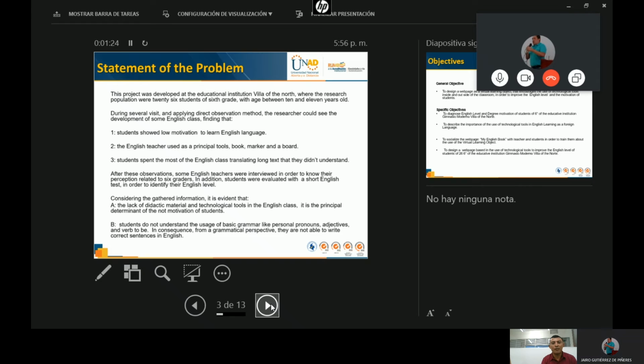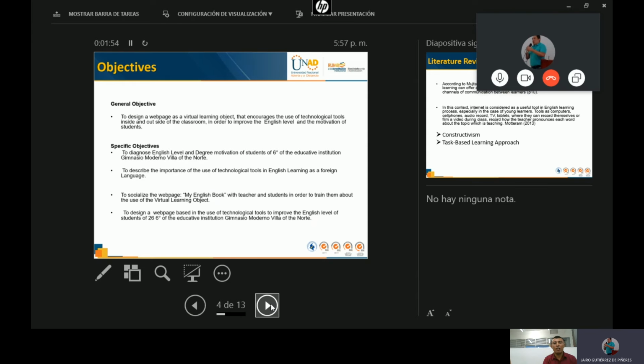Considering the gathered information, it's evident that the lack of didactic material and pedagogical tools in English class is the principal determinant of the students' lack of motivation. Students don't understand the use of basic grammar, like personal pronouns, adjectives, and verb to be. In consequence, from a grammatical perspective, they are not able to write correct sentences in English.